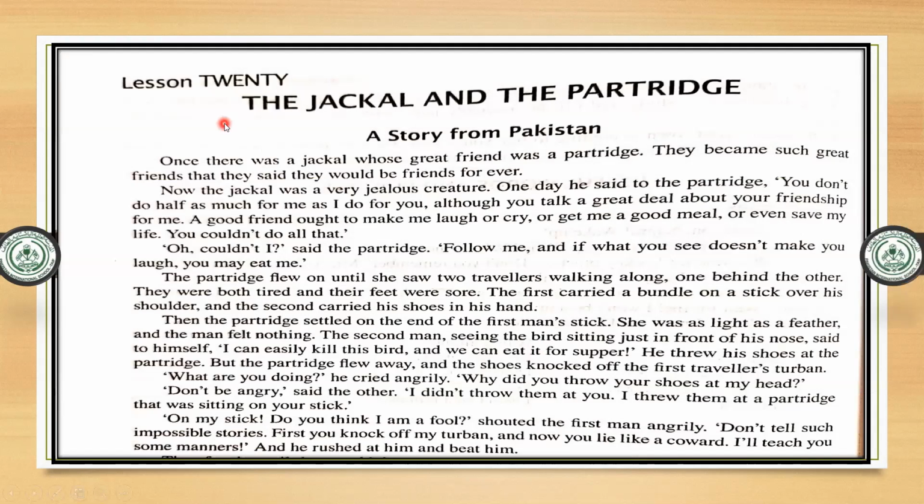Here, dear students, this is page number 104, and lesson 20, the jackal and the partridge, a story from Pakistan. Once there was a jackal whose great friend was a partridge. They became such great friends that they said they would be friends forever. Now, the jackal was a very jealous creature. Who? The jackal. The jackal was a very jealous creature.